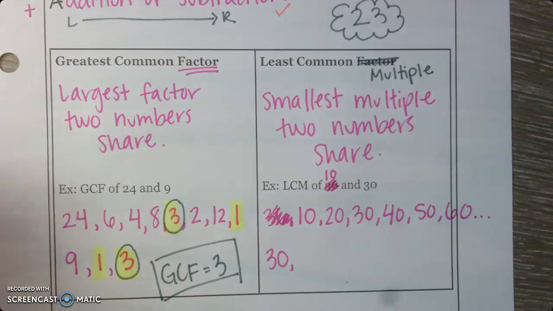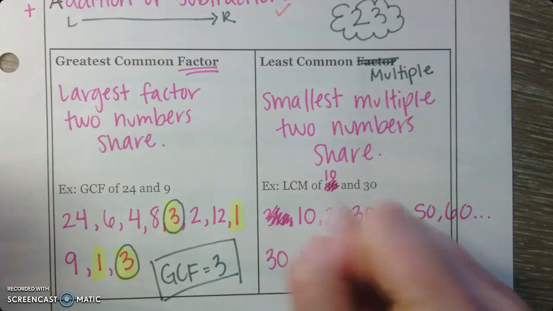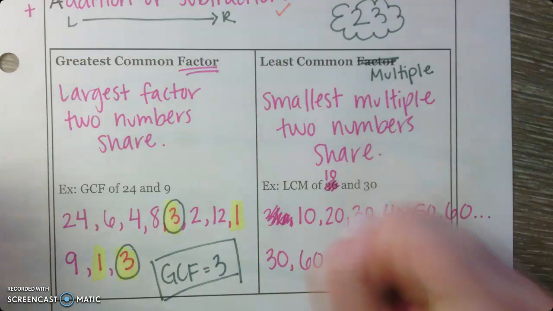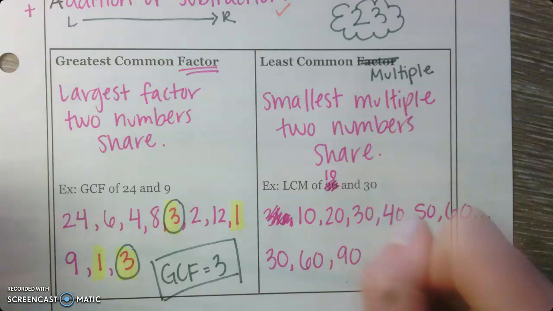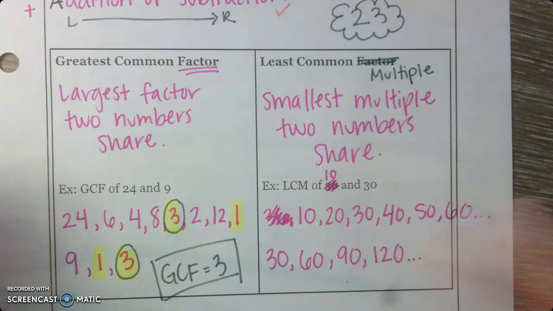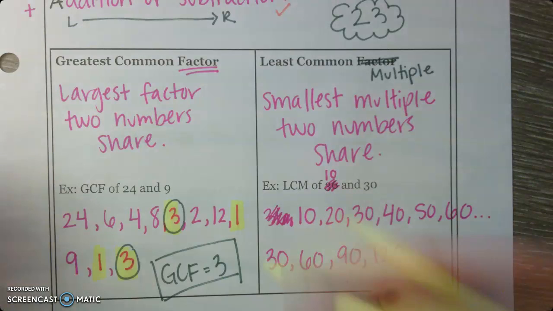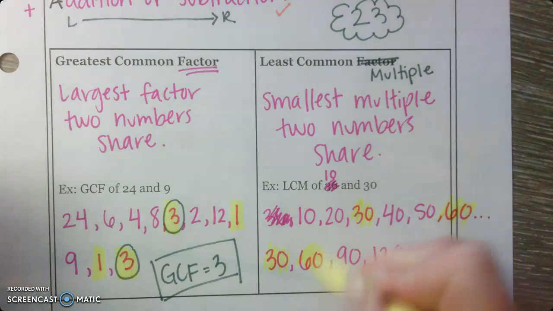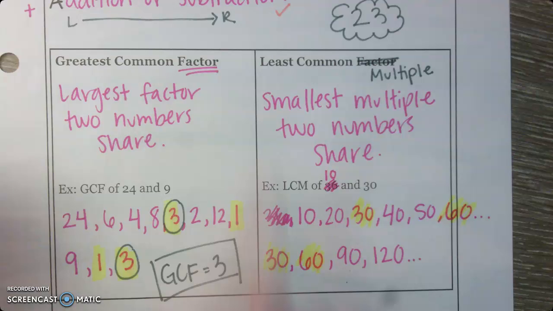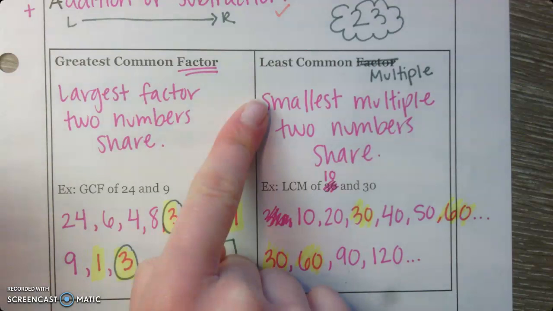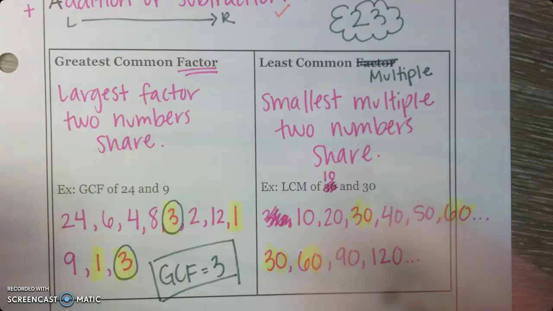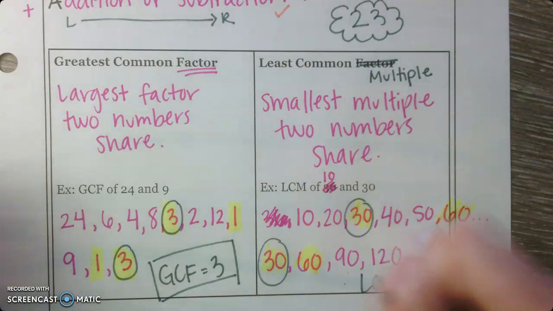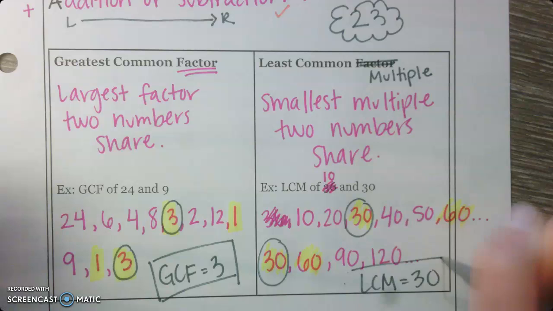Now let's skip count 30. If you can't skip count 30, think what's 30 plus 30? 60. What's 60 plus 30 more? 90. What's 90 plus 30 more? 120. All right, let's compare these multiples. All right, well I see they both have 30. They both have 60. We are looking for the smallest multiple though. So which one is the smallest? 30. So LCM equals 30.